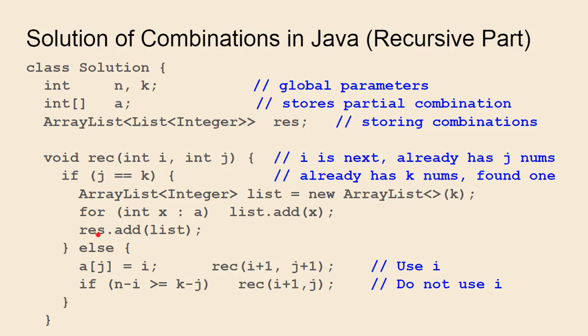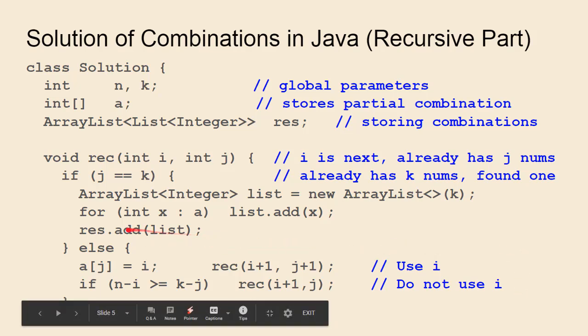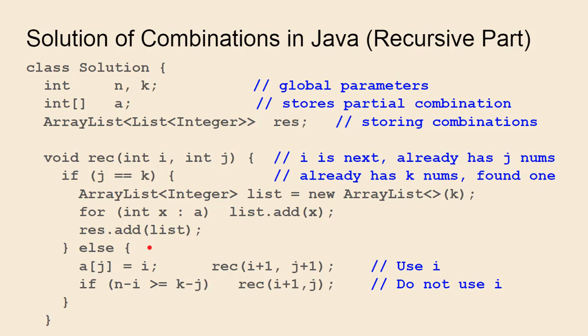This is when the recursive call will return and not call itself again. Here the ending condition is when j equals k, because this means that we already have k numbers. We are looking for k numbers, and we already have k numbers. So we find one combination, and we need to add that into the solution. We do that by creating a new array list and copying everything in A into this array list, and then we add this array list to the result.